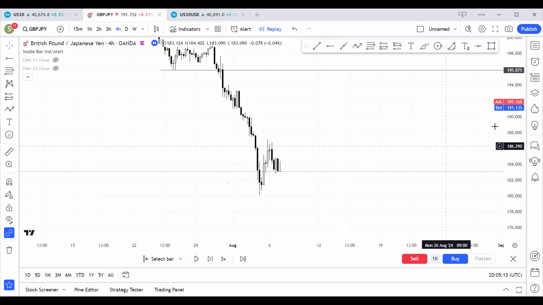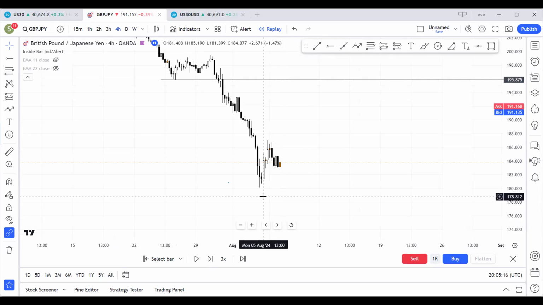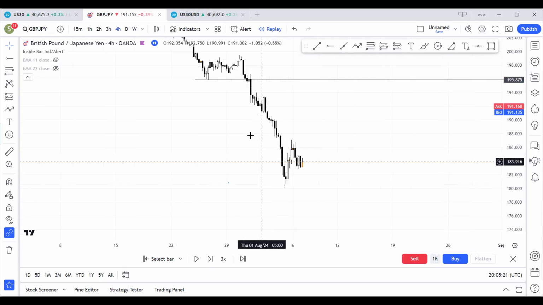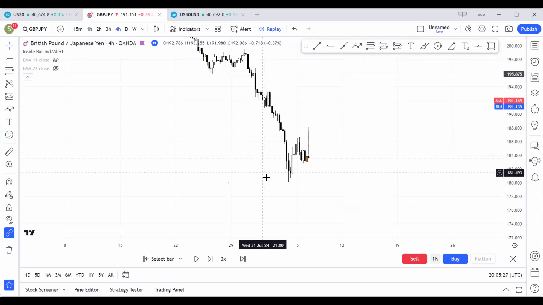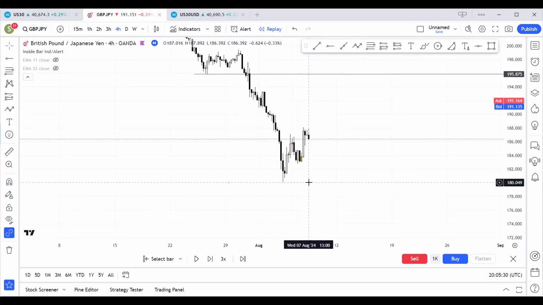Yeah, and then here on the 5th of August, that's when buyers started to come in. This crash, I think it was over. That is where buyers started to come in.